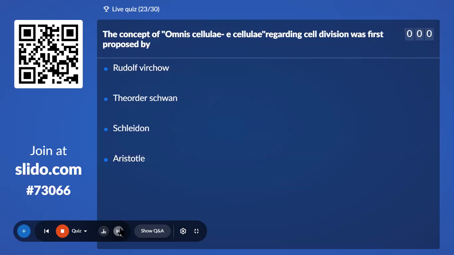Moving on to the 23rd question. The concept of omnis cellulae e cellulae regarding cell division was first proposed by Rudolf Virchow, Theodor Schwann, Schleiden, Aristotle.